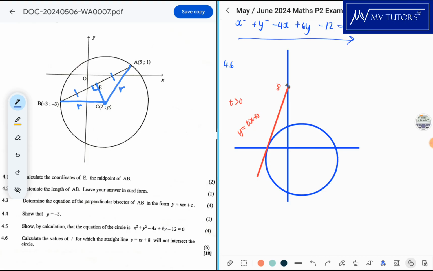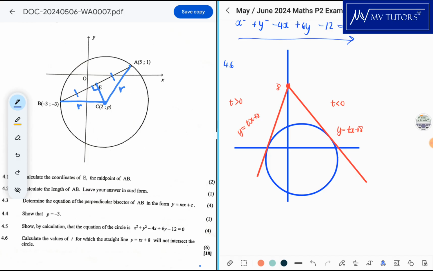So if that's where 8 is, let's just say, oh, this one looks like it's intersecting. Let me just move it a bit. Let's just do this. Okay, so let's just say you have another line. Again, they meet at the y-intercept, which is 8. So here we can see that our gradient is actually negative. And this will be y is equal to tx plus 8. Okay, so there are two values of t that we need to work out.